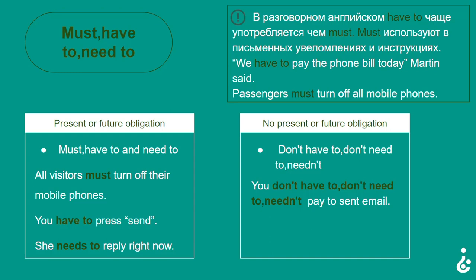No present or future obligation. We use don't have to, don't need to, or needn't. You don't have to, don't need to, or needn't pay to send email. Запомните, что в разговорном английском have to употребляется чаще, чем must. Must мы используем в письменных уведомлениях и инструкциях. Например, We have to pay the phone bill today, Martin said. Passengers must turn off all mobile phones.